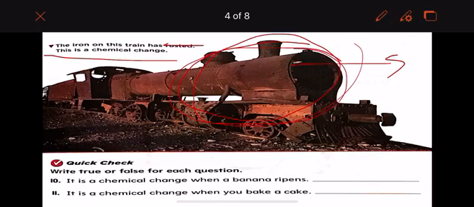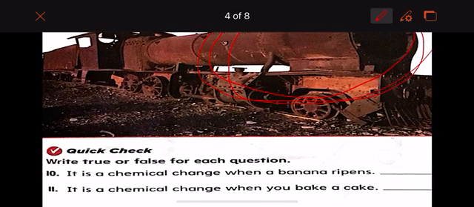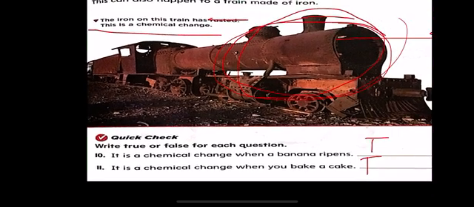Let's write true or false here. It is a chemical change when a banana ripens. Yes, it is true. It is a chemical change when you bake a cake. First it was a cake batter, then it changed and feels and tastes different. So what happened here? Yes, it is a chemical change. So also true. All right.